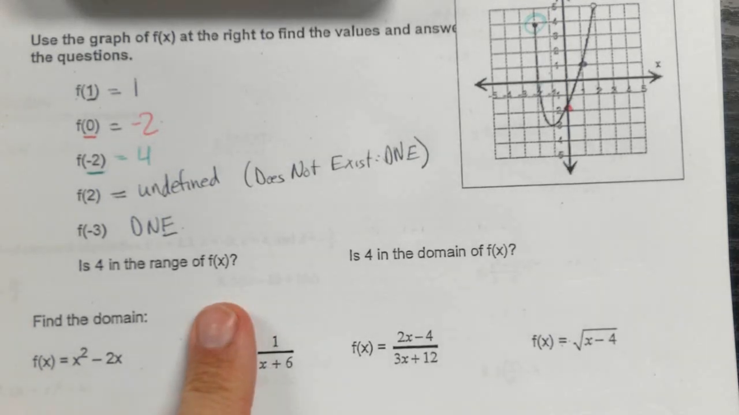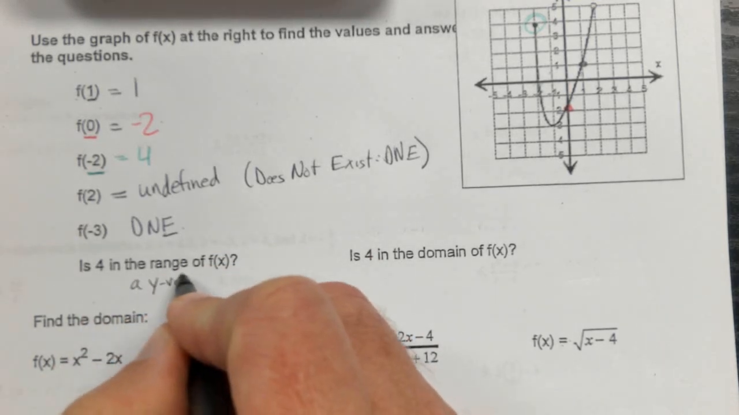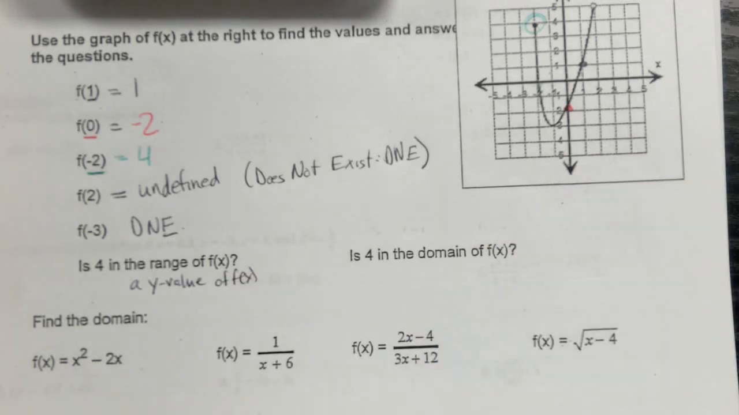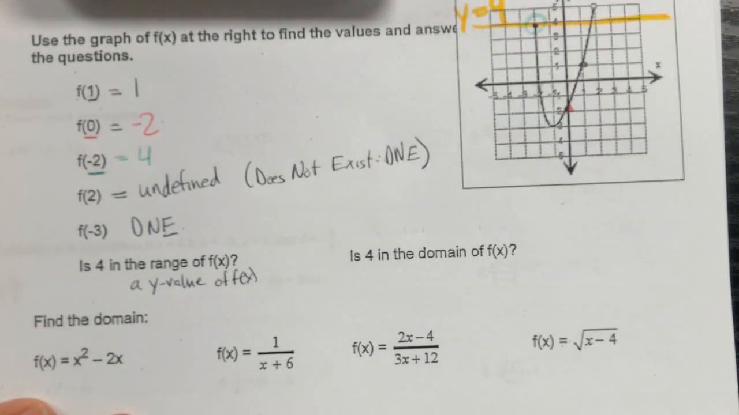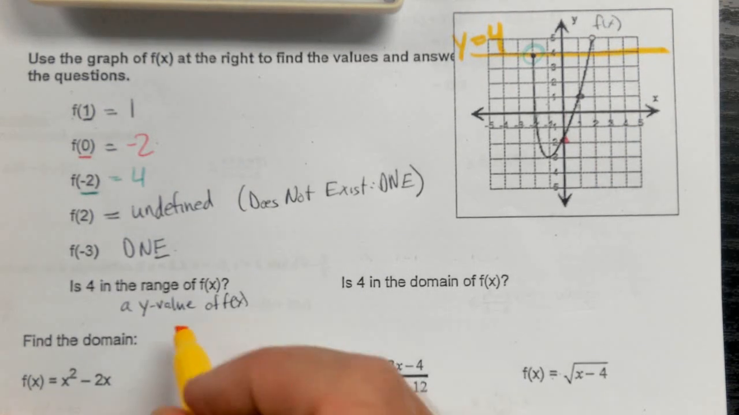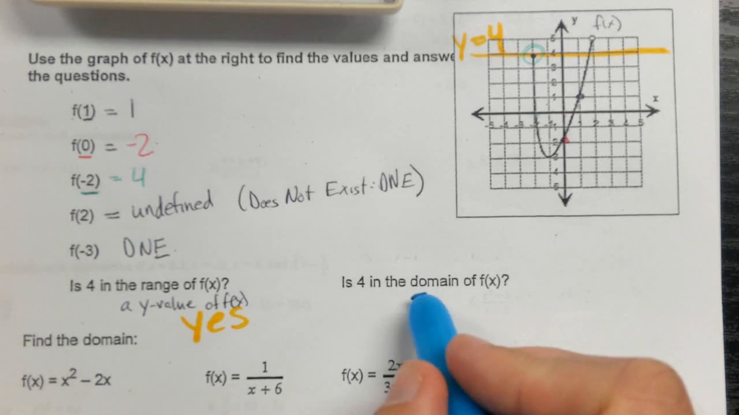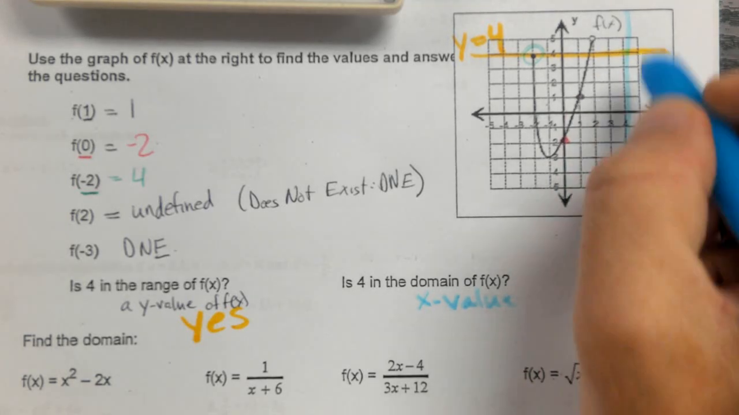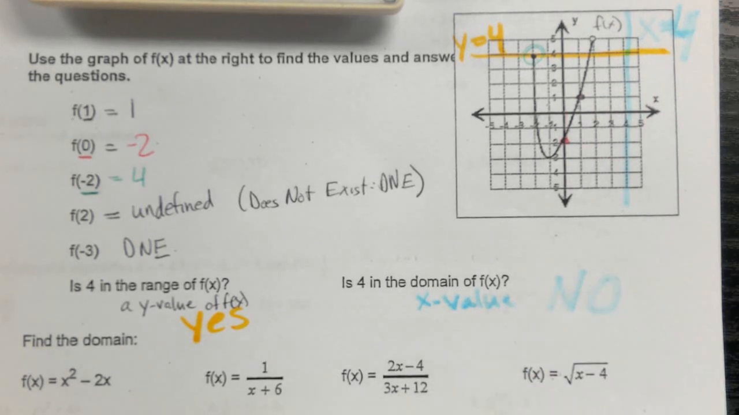All right, is 4 in the range of f of x? Another way to say that is, is 4 a y value of f of x? Yes. Here's my y equals 4 line, and we hit the graph. We hit it in 2 places even. So, yes. How about is 4 in the domain? There's x equals 4. We don't ever get there. So, no on that one.